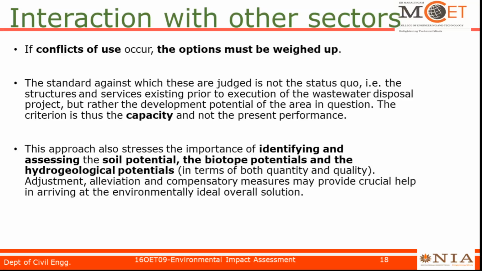Right? So you should not affect the soil. For example, the sludge can affect the soil, and soil can get degraded. Right? So that should not happen. And as I said, the water should not penetrate into the groundwater and contaminate the aquifers which are below the surface of the land. So if that happens, then there is no possibility of having drinking water in that particular location. Adjustment, elevation, and compensatory measures may provide crucial help in arriving at the environmentally ideal overall solution.